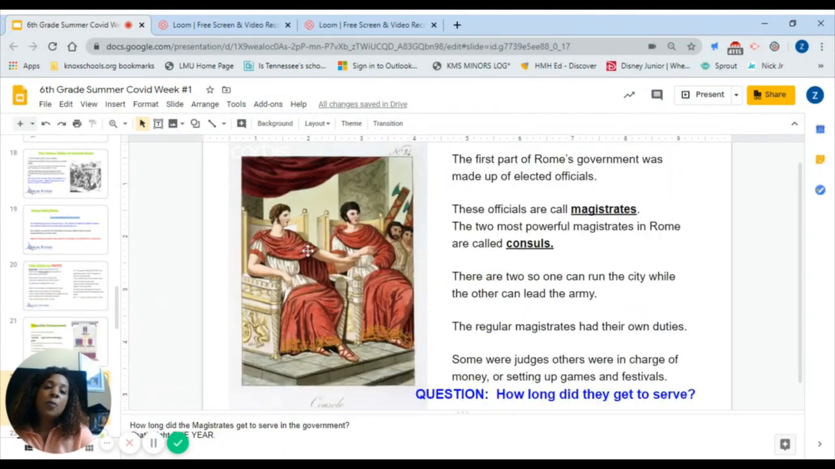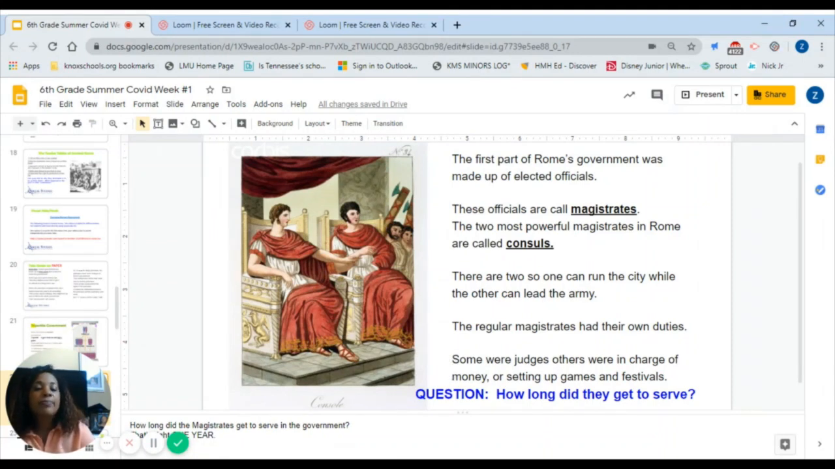The first part of Rome's government was made up of elected officials. These officials were called magistrates. The two most powerful magistrates in Rome were called the consuls. There are two, so that only one can run the city while the other one can lead the army. The regular magistrates had their own duties. Some were judges, others were in charge of money or setting up games and festivals.